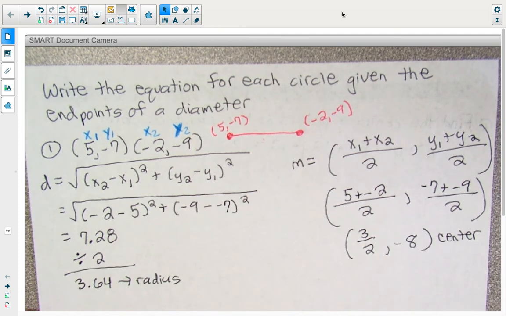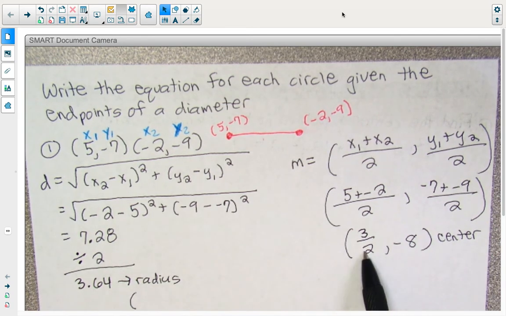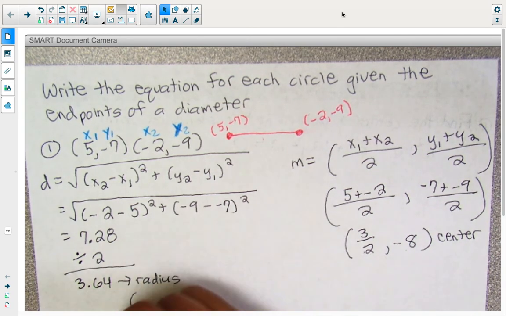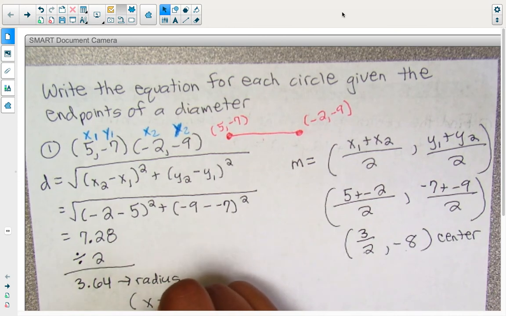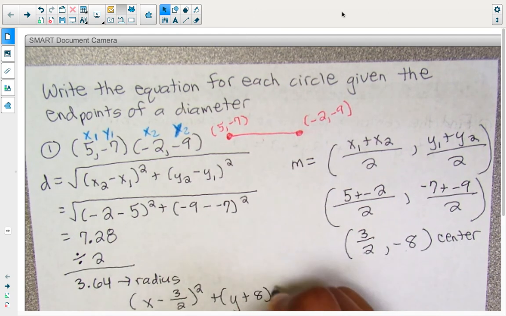That's the center. Now, the two things you need to write the formula for a circle: you need the center and you need the radius. So it looks like we have both pieces of information that we need. We'll go ahead and plug in. This is going to be h and this is going to be k. So we're going to have x minus 3/2 squared plus y plus 8 squared.